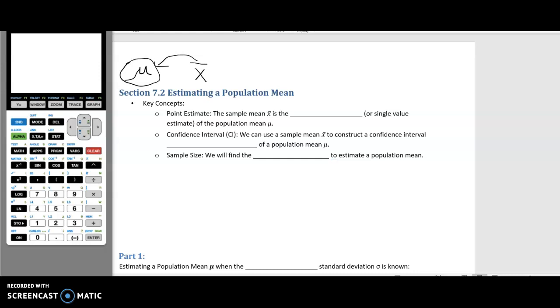So just some more notation here, just to kind of review it really quickly. The sample standard deviation, remember, is S, and the population standard deviation that comes from the population is sigma.